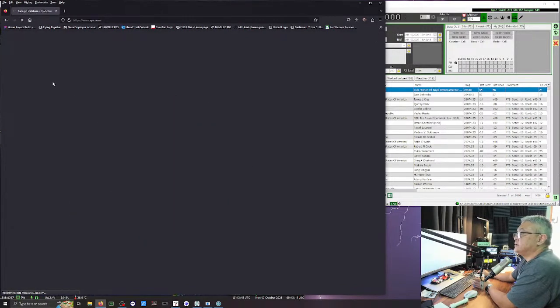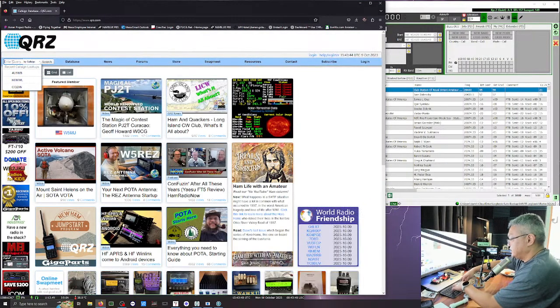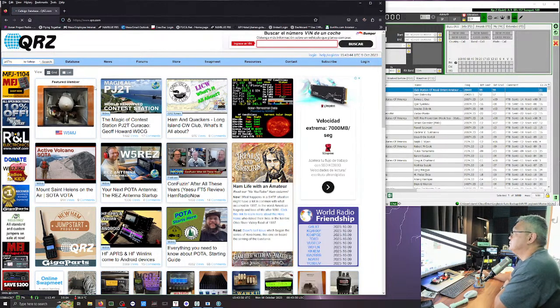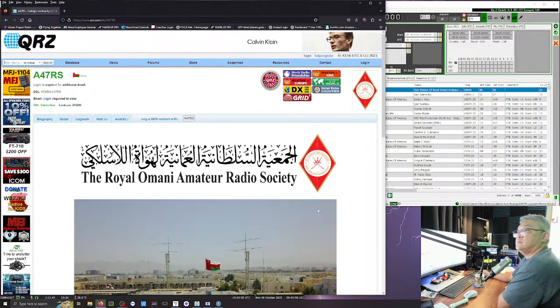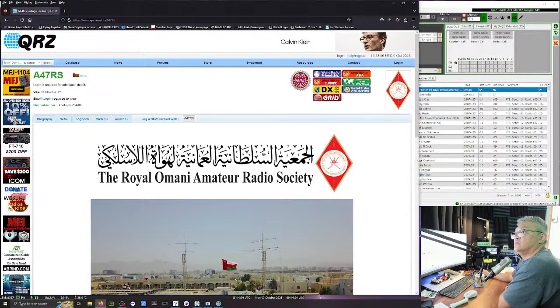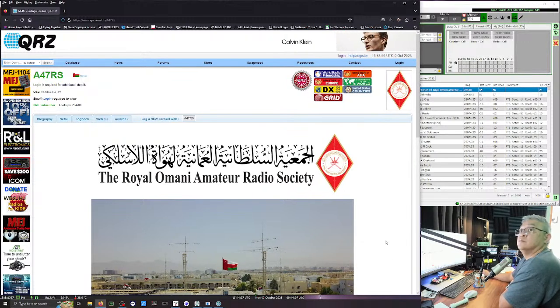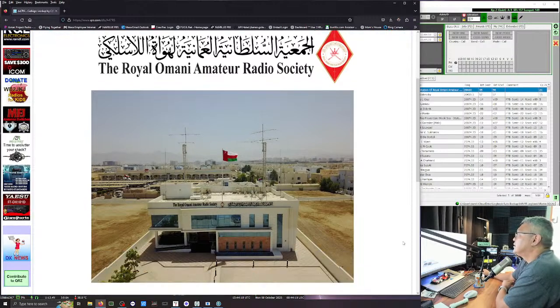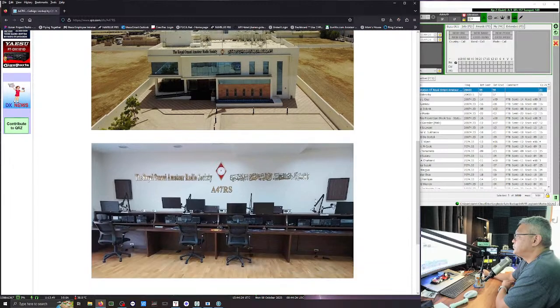Here's the station that they're trying to make contact with. I think with Alpha 47 Romeo Sierra. So it's the Amateur Radio Society from Oman, the Royal Omani Amateur Radio Society. Here's their towers.